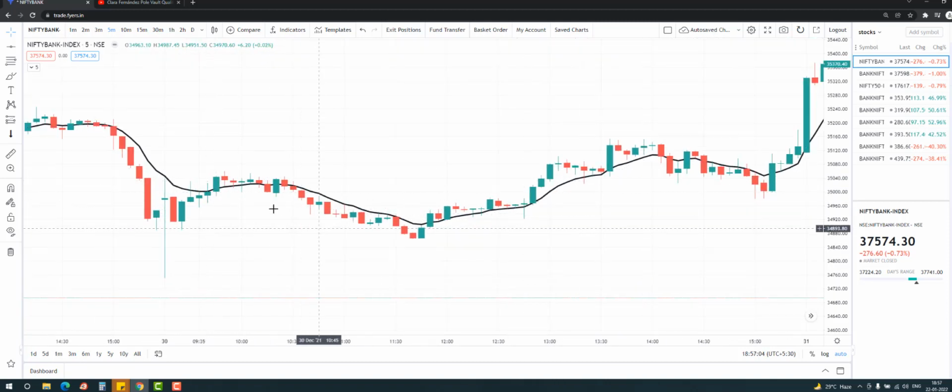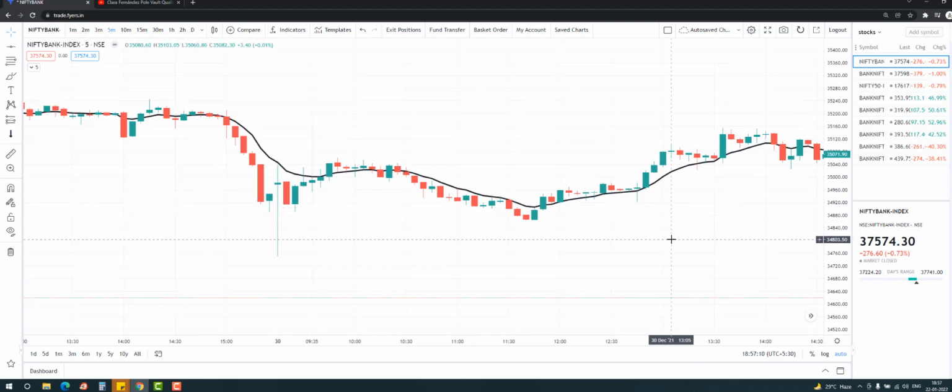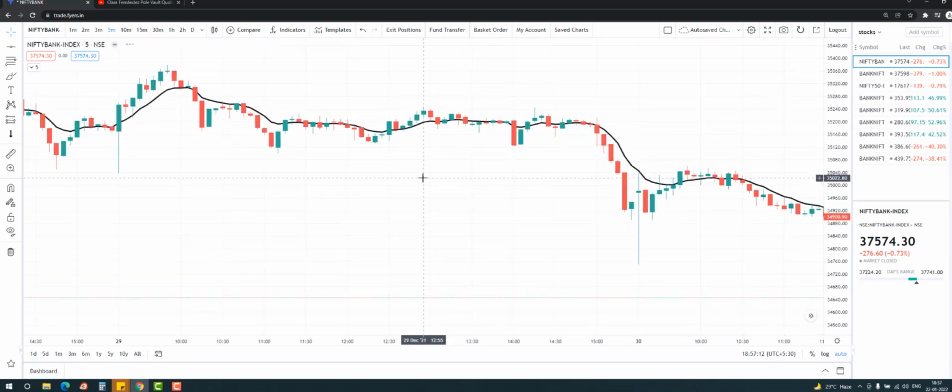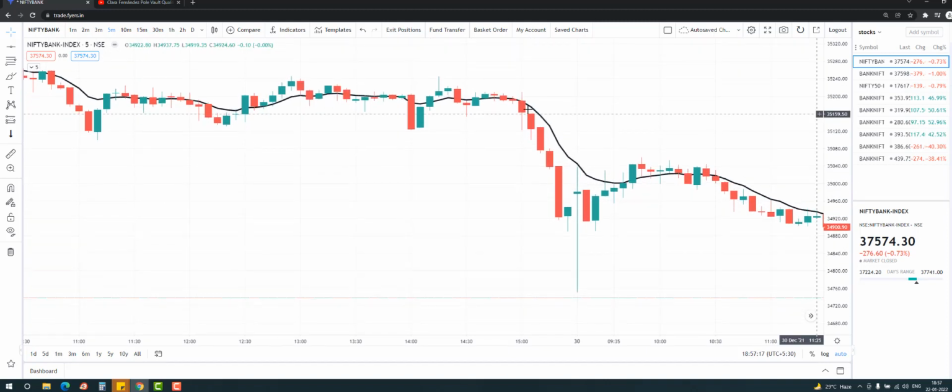Here, no trade, because your 9-period moving average is cutting through every candle. It's like slicing. We don't want to take. Boss, we don't want to take. See, the market started flat here, consolidation. After this, the market starts pulling down.